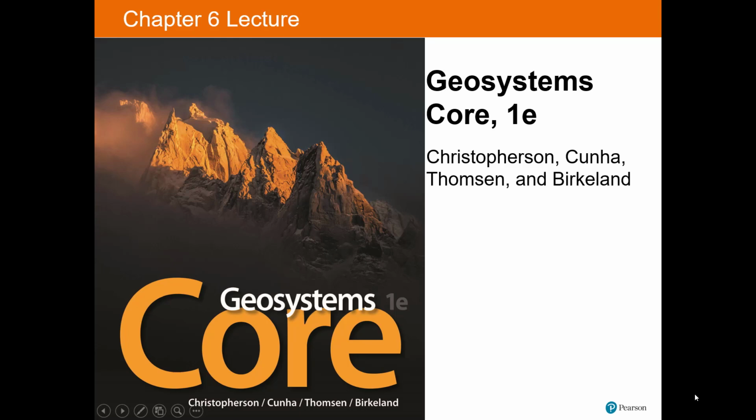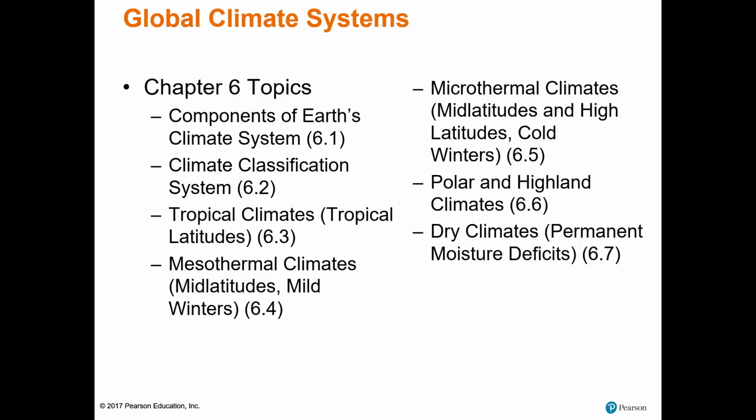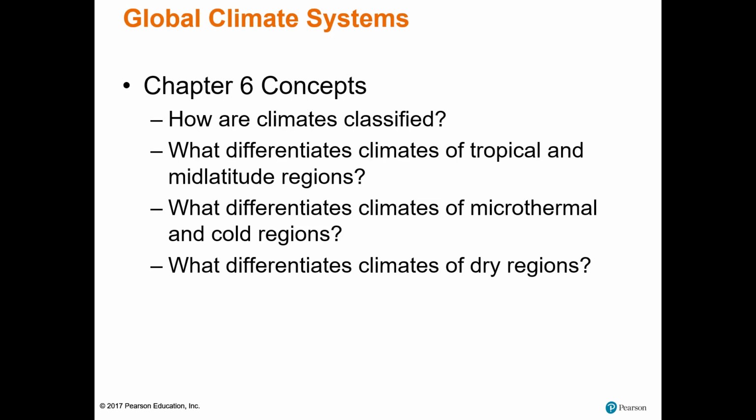This is a review of Chapter 6 from Geosystems Core, and we're going to be talking about global climate systems. The topics that we will cover will be components of Earth's climate system, climate classification system, and we will consider tropical climates, mesothermal climates, microthermal climates, polar and highland, and dry climates.